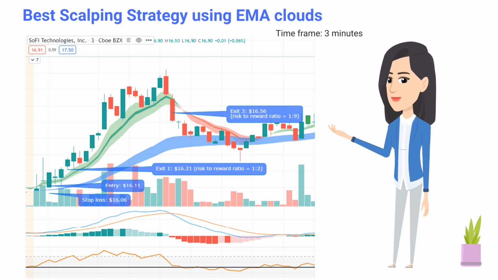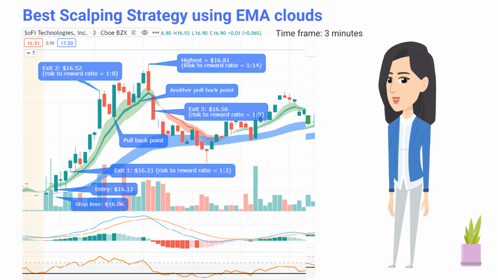The fourth scenario is you scale out and scale in along the price action. In this example, you could scale out some of your position and take some profit at exit 1 when the risk to reward ratio reached 1 to 2, and move your stop loss for the rest of your position just below the 5 and 12 EMA, then scale out some more at exit 2. Scale in at pullback, then scale out when it reached $16.81 and finally close all your position when you see sign of trend reversal, which is exit 3.